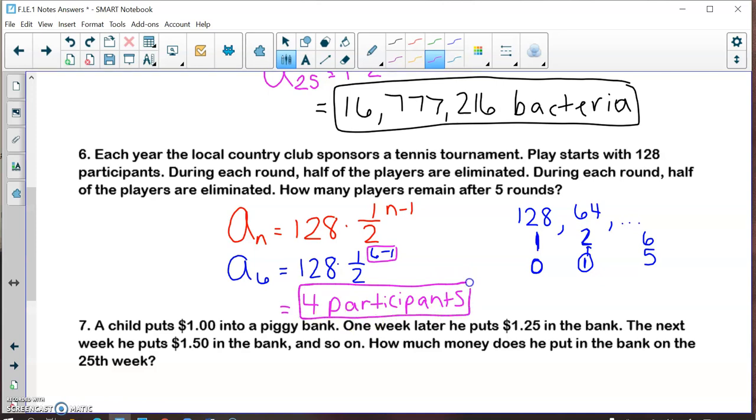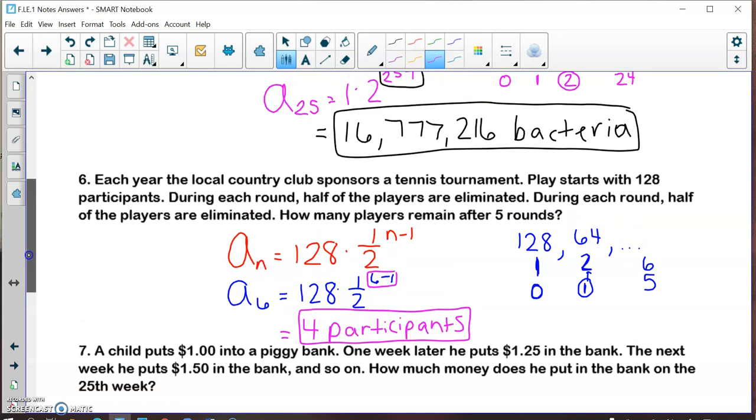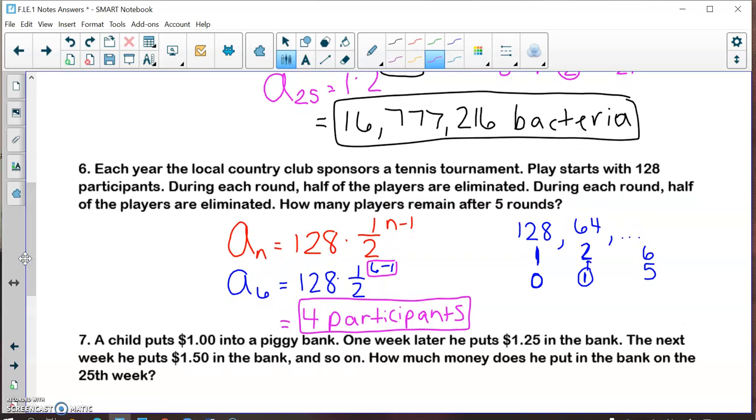And again, you could use the recursive formula to check. On this one, we can easily now do 64 divided by 2 to get the 3rd term. Then that's 32 divided by 2 to get the 4th term is 16. Divided by 2 to get the next one is 8. Divided by 2 to get the 6th term, or 5 rounds, is 4 participants.